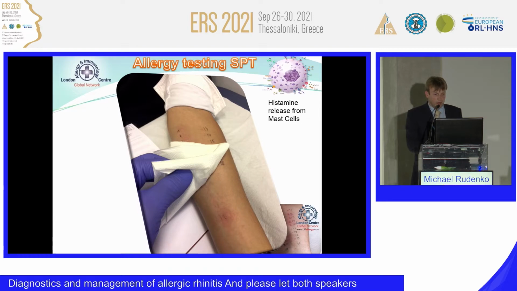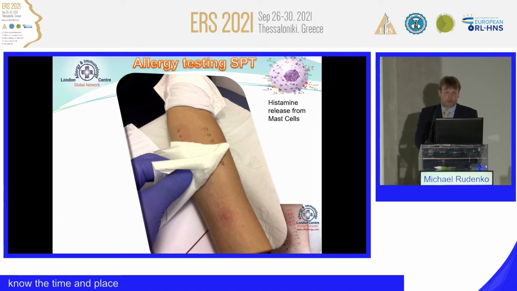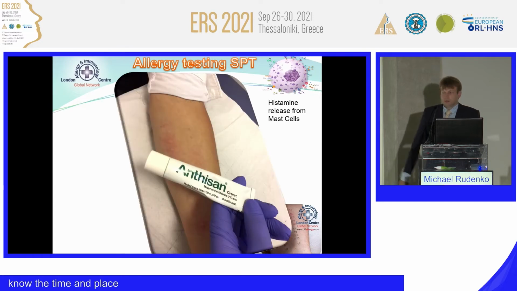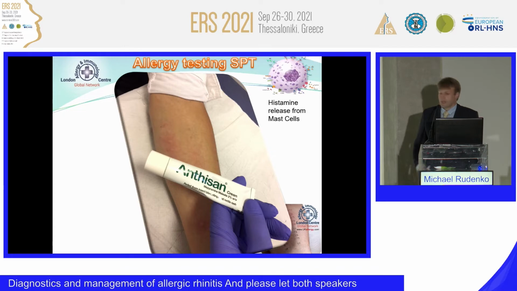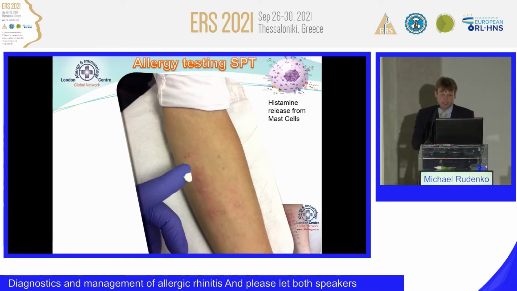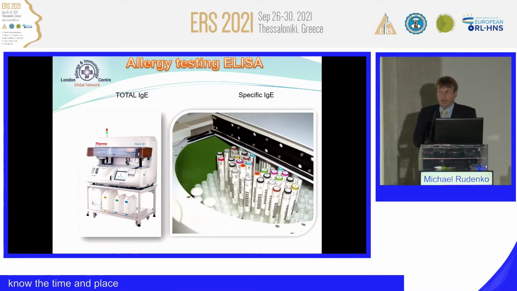Then we will use some sort of makeup remover to remove the numbers, and if needed, we can put a bit of antihistamine cream on the arm so the irritation is less. Now let's talk about the tests that you can do in the laboratory.